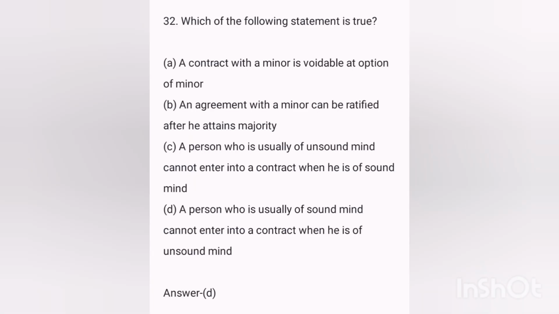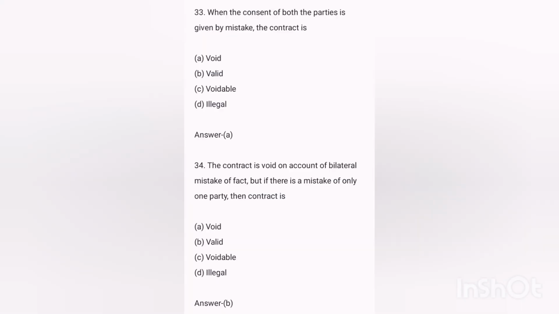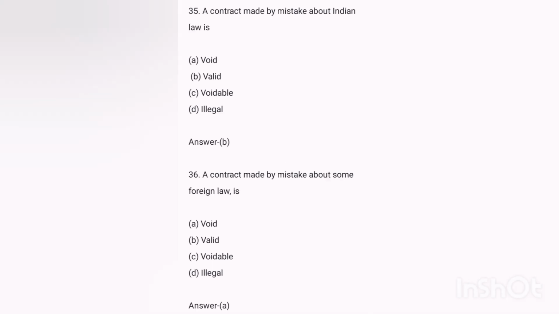Next, which of the following statements is true? Answer was D, a person who is usually of sound mind cannot enter into a contract when he is of unsound mind. Next, when the consent of both the parties is given by mistake, the contract is. Answer was A, void. Next, the contract is void on account of the bilateral mistake of fact, but if there is a mistake of only one party, then the contract is valid.